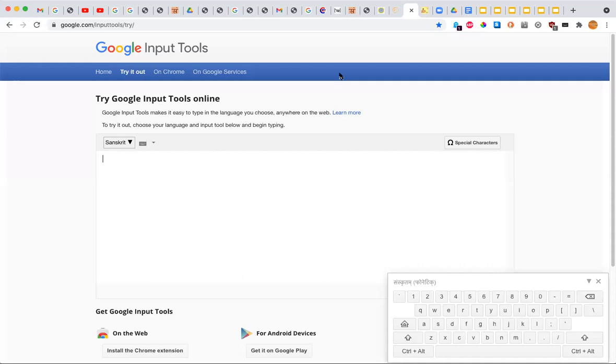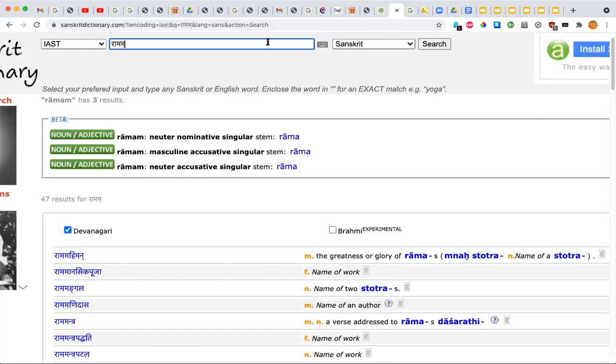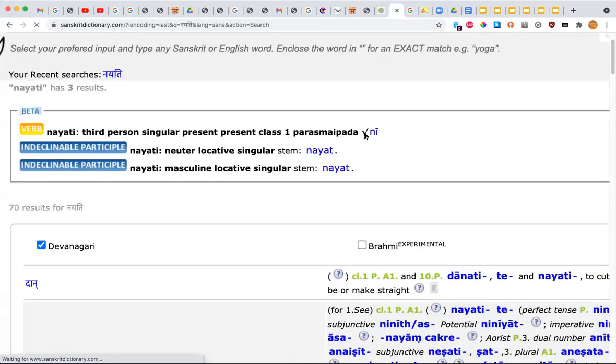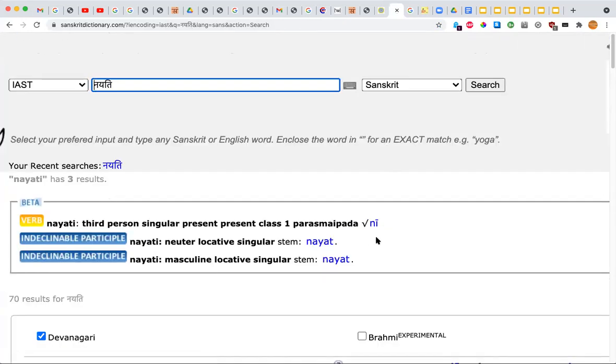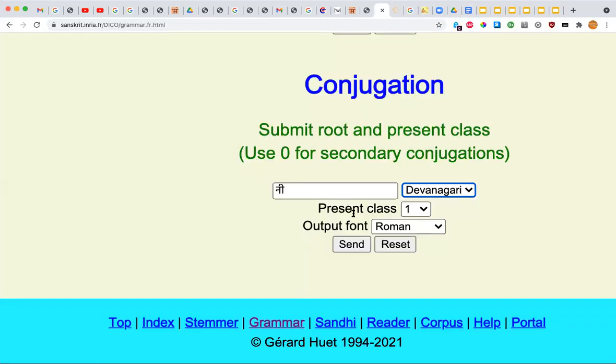And so I typed the dhatu here, and because I typed in Devanagari, I select Devanagari. Class is most likely going to be 1, but there is an easy way to find the class also. So we know Nayati, for example. Then go to sanskritdictionary.com and type Nayati. It will give you the dhatu and it will also give you the class. So the dhatu is ni and the class is 1. So that is what we will type here. Dhatu is ni, class is 1, and we want the output in Devanagari.